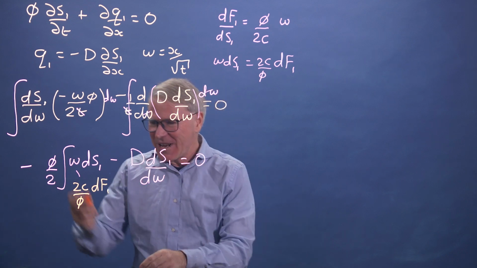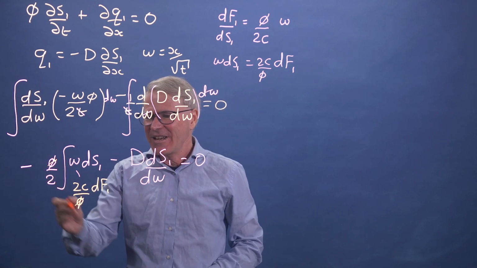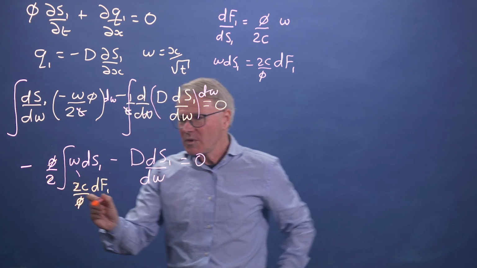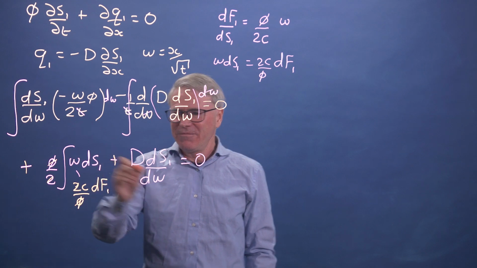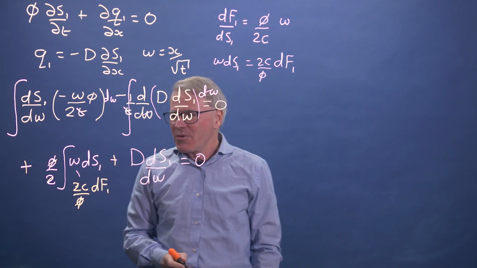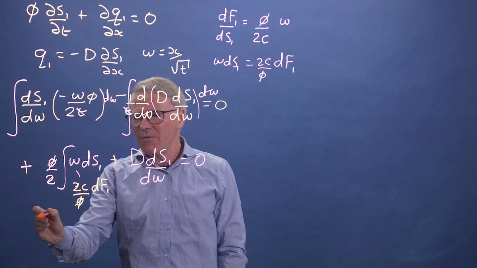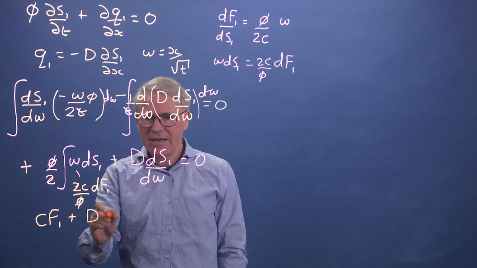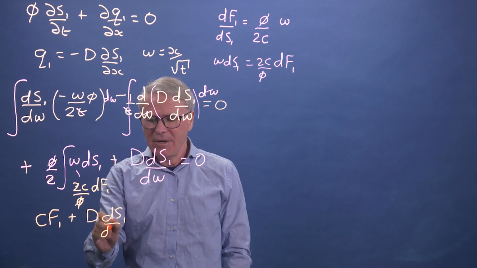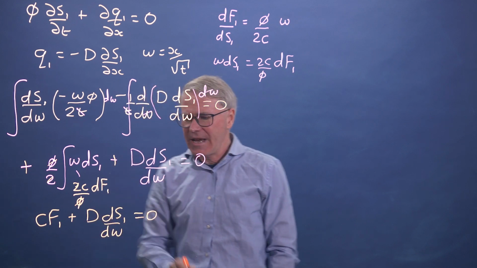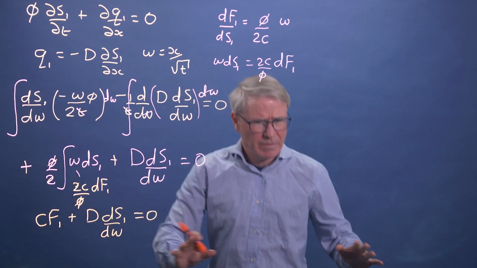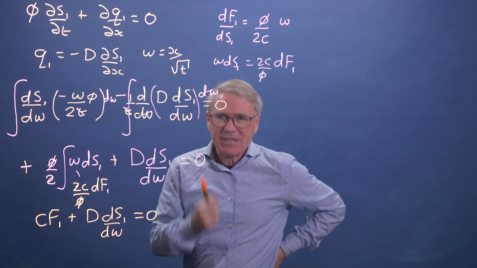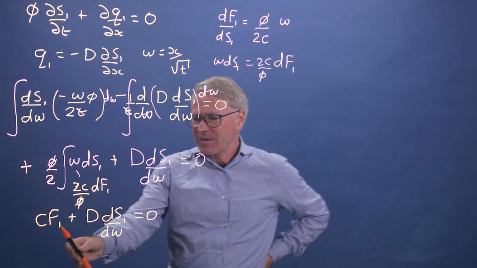Okay, so what's going to happen is the phi's are going to cancel. We are actually going to cancel the 2's as well. And we might as well make them both terms positive, right? So here we end up with cf1 plus d ds1 by d omega equals 0. Now, surely there's a constant of integration here, isn't there? Yeah, but let's think about the boundary conditions on f.